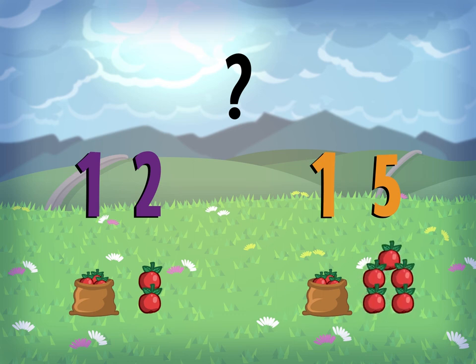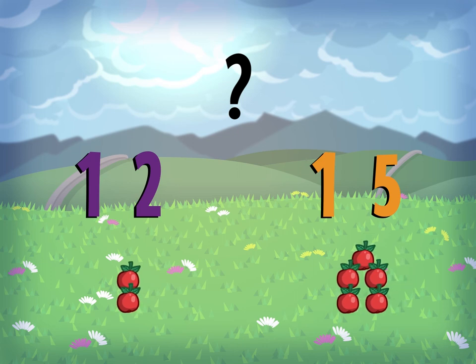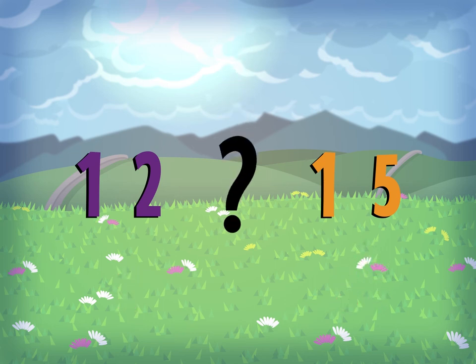Now, let's compare these two numbers. We can see that 12 and 15 both have 1 ten. But we can also see that 12 has less ones than 15. Our ones are shown as single apples. By comparing the ones, we can see that 12 is less than 15.